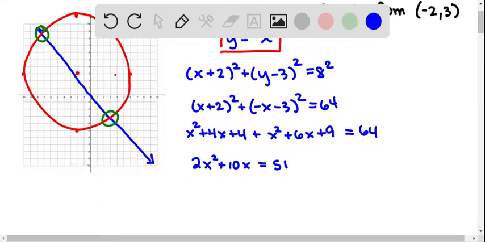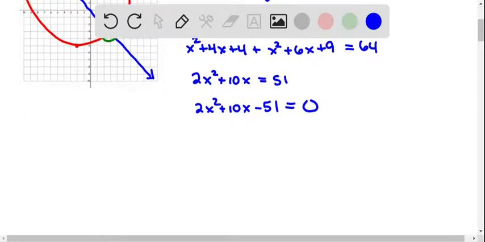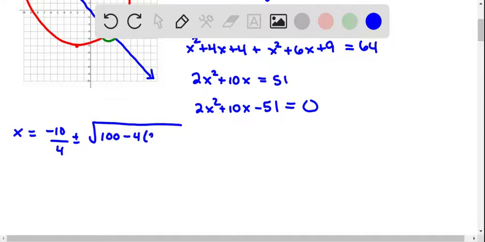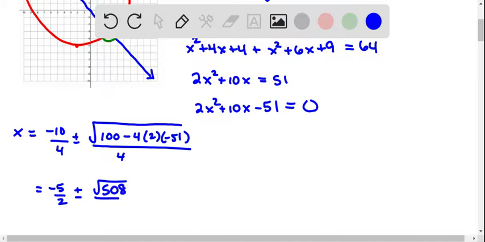And then let's go ahead and get everything over to one side in this equation. We can check it out to see if it might be factorable. It's looking like it's unlikely to be factorable, so let's solve this equation with the quadratic formula. So x equals the opposite of b over 2a plus or minus the square root of b squared minus 4ac over 2a. And that's going to simplify to be negative 5 halves plus or minus the square root of 508 over 4.